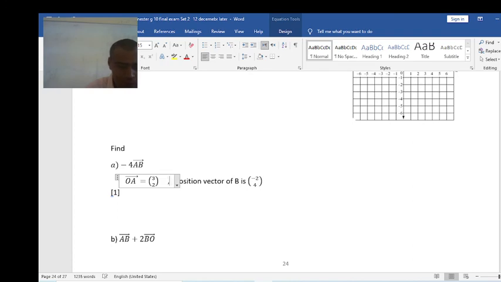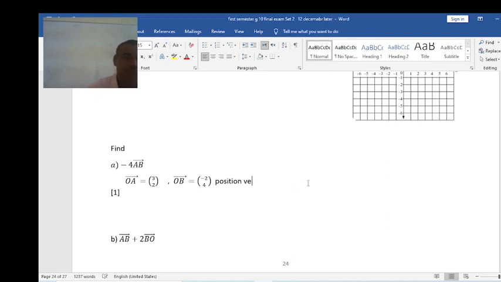Now OB. OB is negative 2, 4. Because this is the position vector of B, it means OB equals negative 2, 4. Okay, now I will use this one.